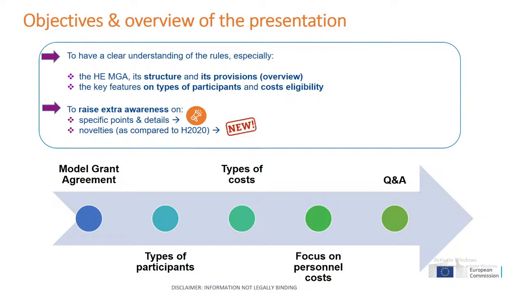Then we will focus on the types of participants that can participate in the project together with the beneficiaries. And we will also focus on the different types of costs, with dedicated slides to the personnel cost, which is normally your main cost category.